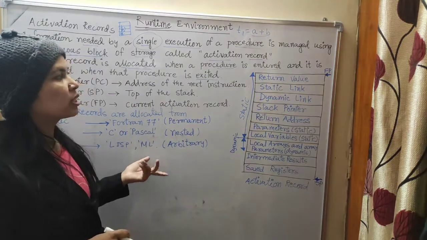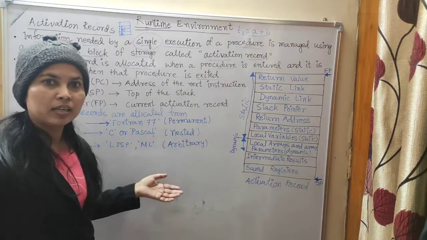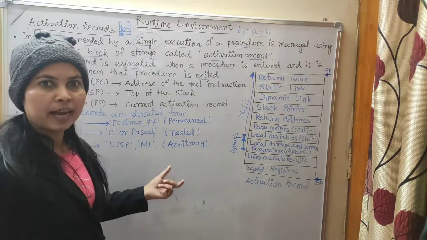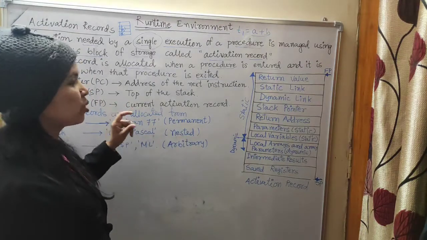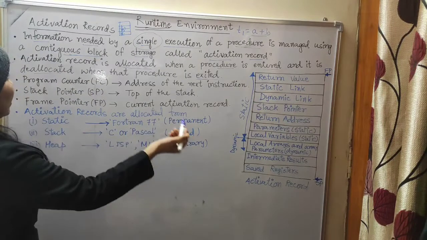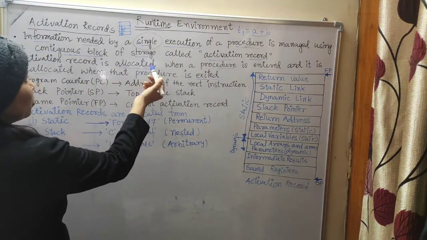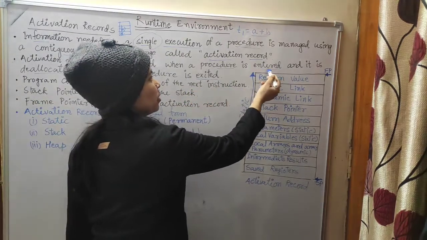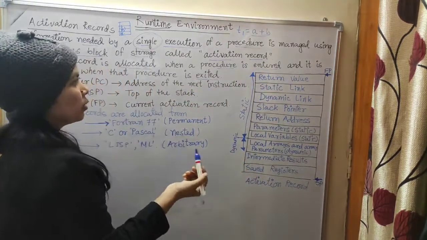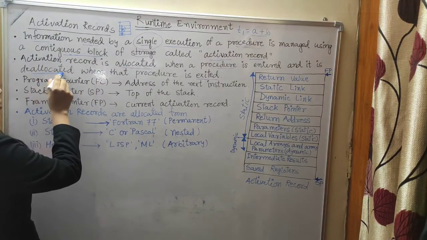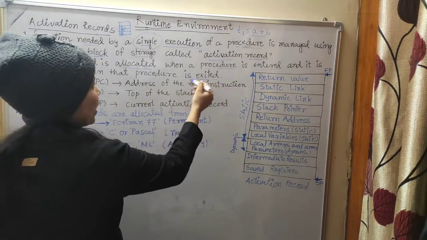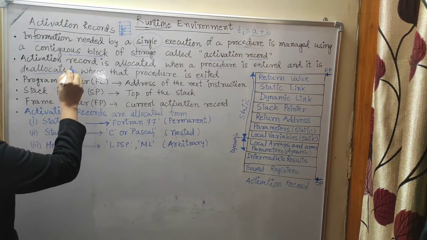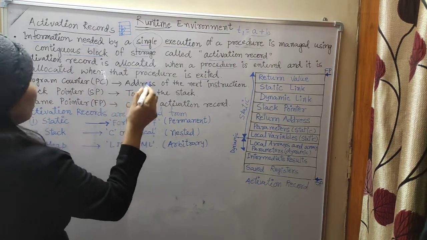Storage allocation may be static, dynamic, or stack. Any one storage allocation we can use. Whenever we allocate the storage, it is when the procedure is entered or begins, and it will be deallocated when the procedure is exited. Deallocated means pop, remove it.